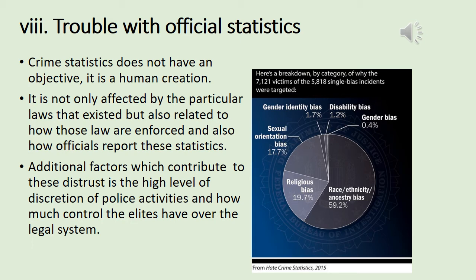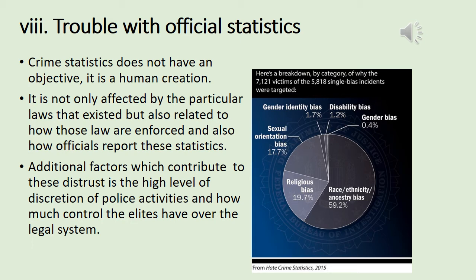Crime statistics are not objective. They are not independent either. They are solely a human creation and are impacted by humans in many ways. They are not only affected by particular laws that are made by humans and exist, but are also related to how these laws are enforced by humans and also how officials report these statistics.